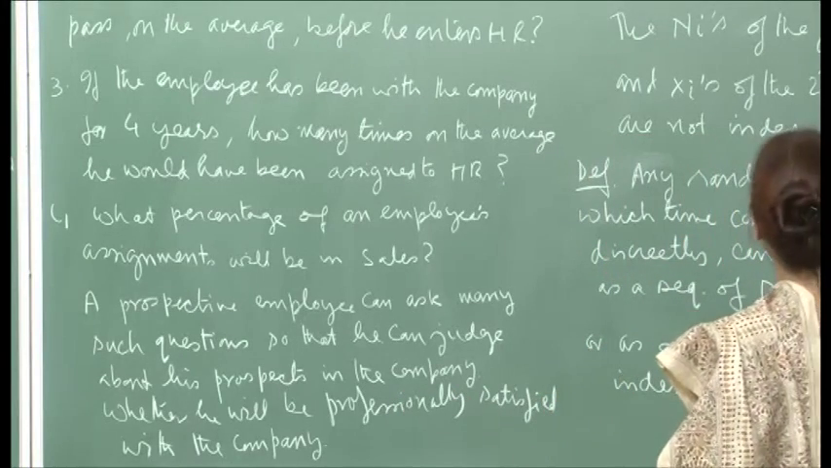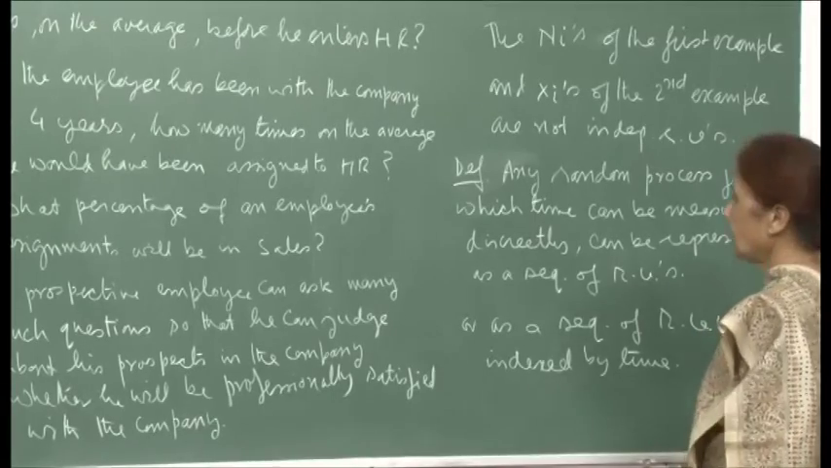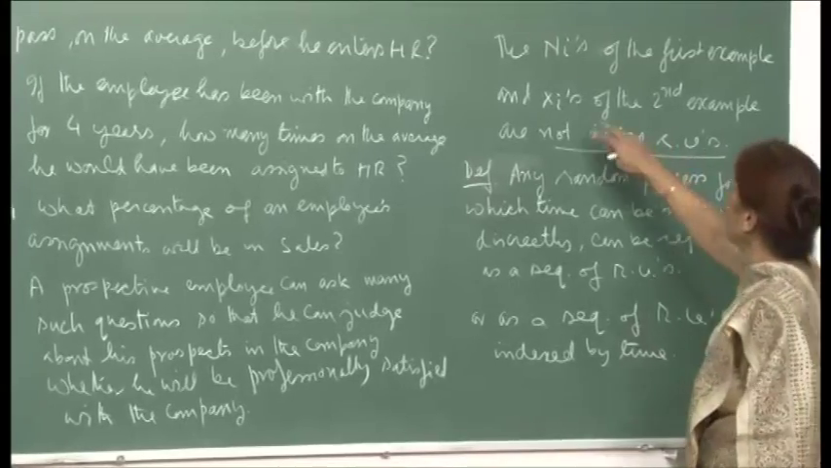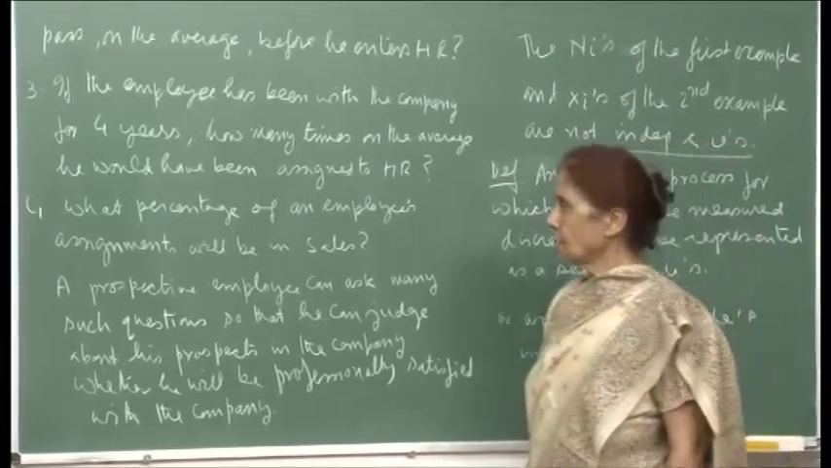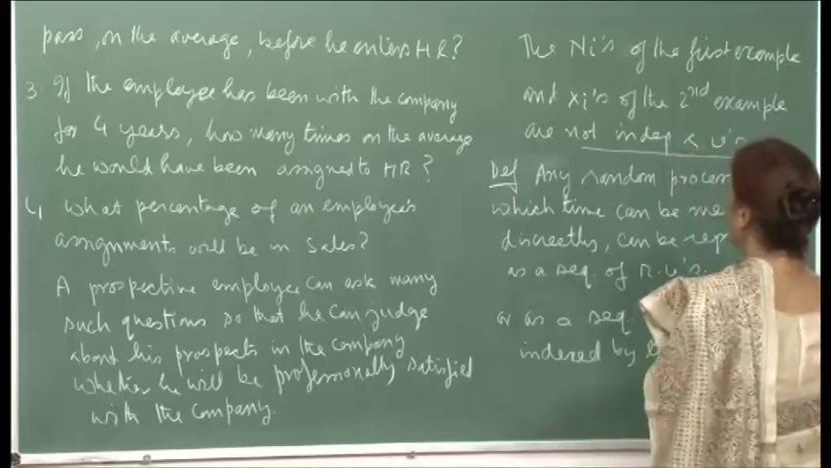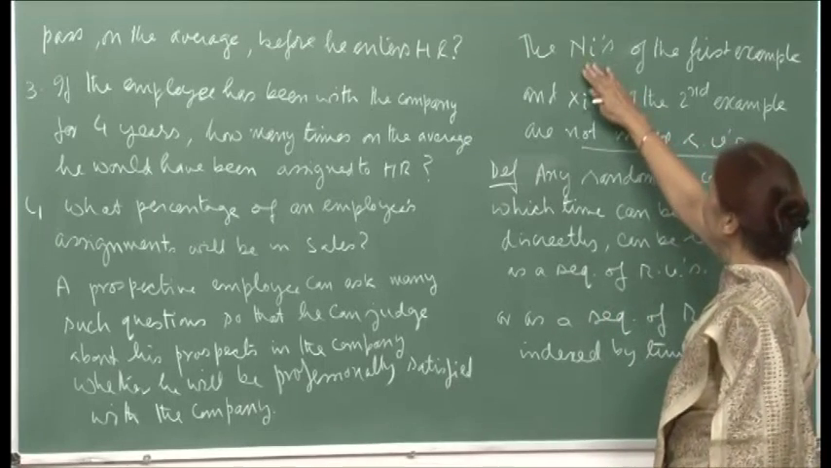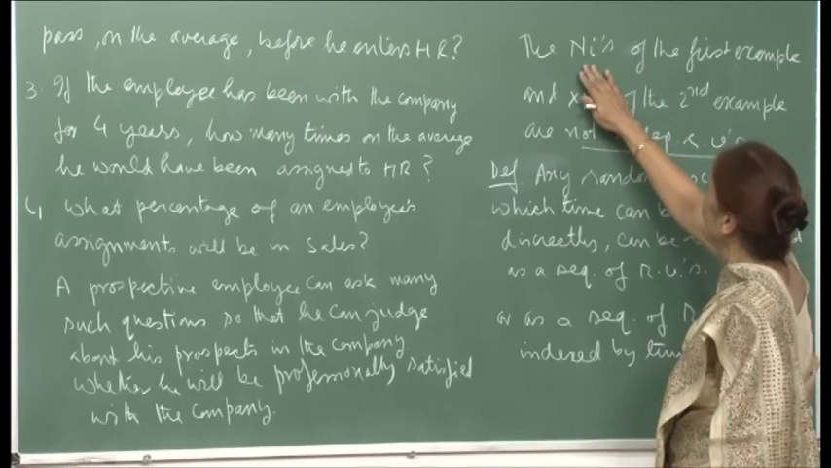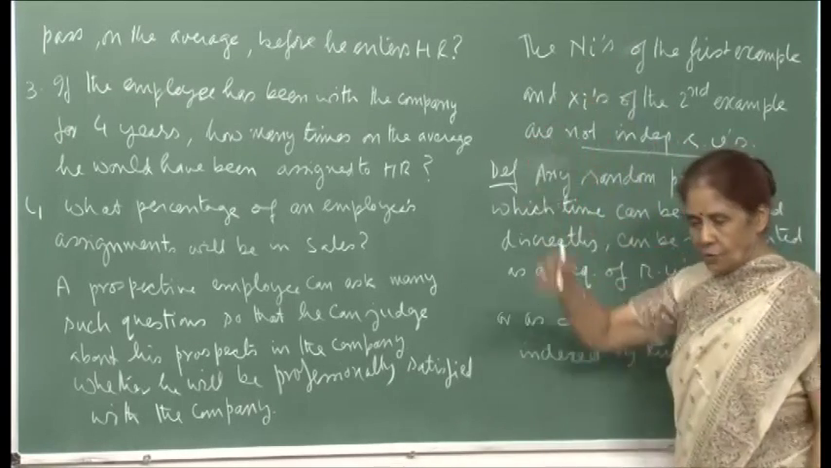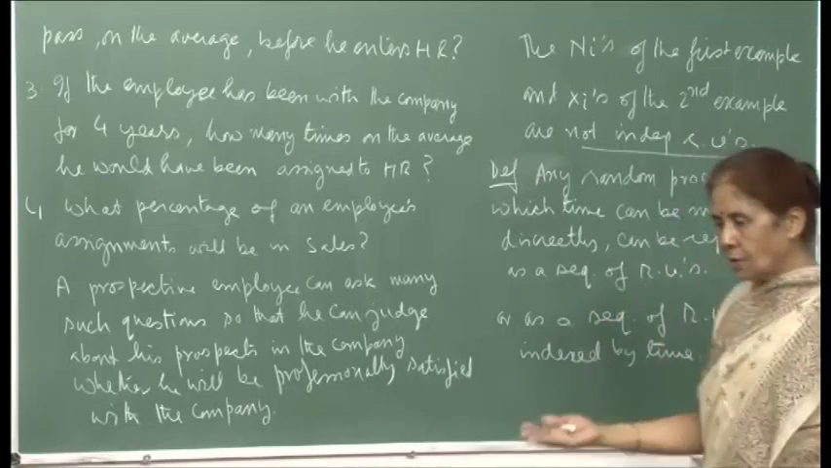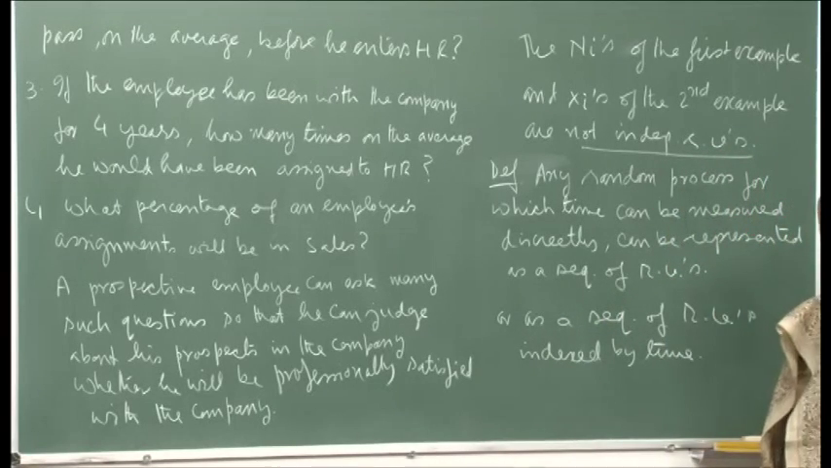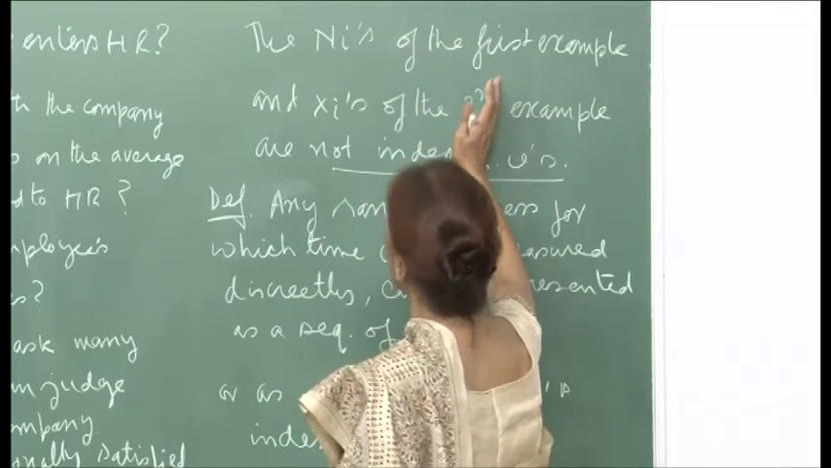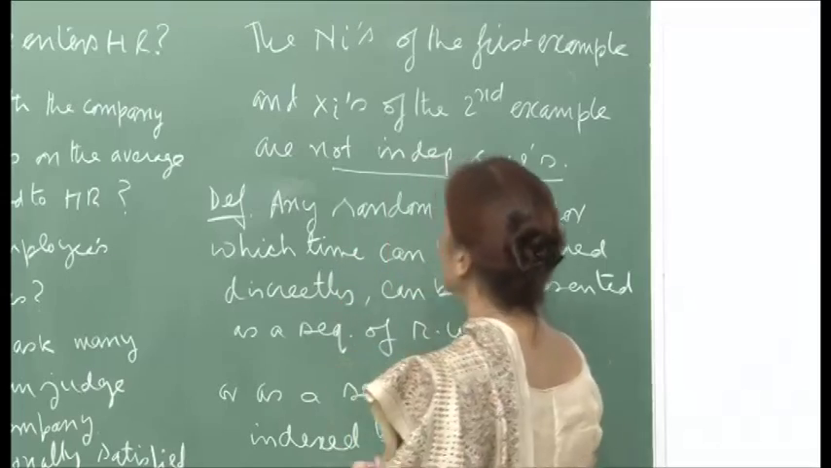So, the NIs of the first example and XIs of the second example are not independent random variables, right. In the first example, the NIs were the number of a particular brand of watches that were left in stock at the end of the week. And so, we saw that this was dependent on what your demand is in the following week, and dependent on your ordering policies. So, you cannot say that N1, N2, N3 and so on are independent random variables. You can see that there is some relationship, right.